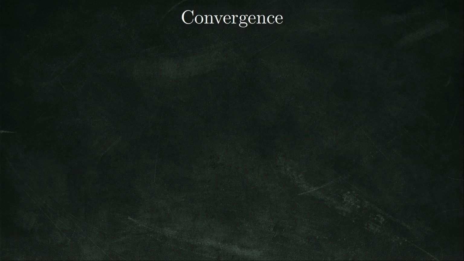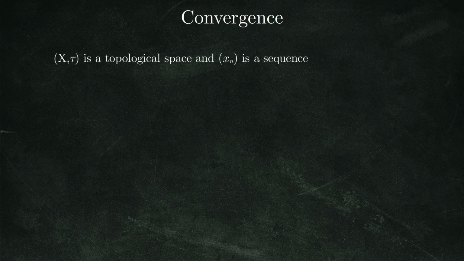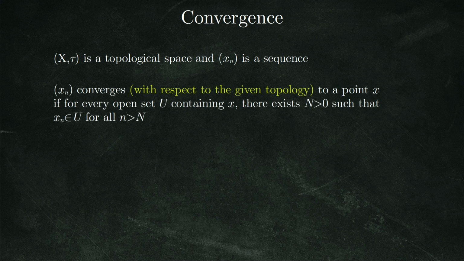Based on our theorems from before, we can define convergence in a topological space. So if (X, tau) is a topological space and x_n is a sequence, then x_n converges with respect to the topology tau to a point x if for every open set U containing x, there exists an N greater than 0 such that x_n is in U for all n greater than big N.